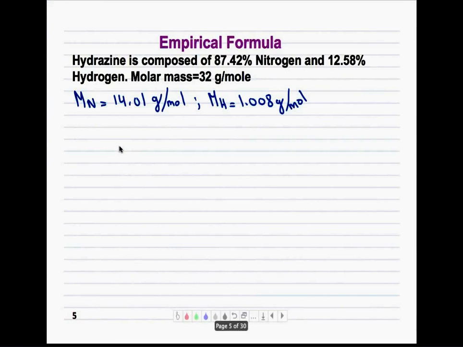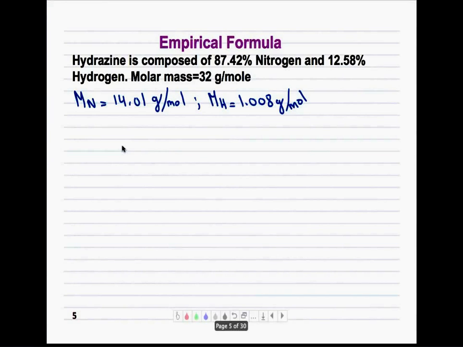First of all, we need to understand what 87.42% means. This result is telling me that you have 87.42 grams of nitrogen in 100 grams of that compound that I sent to the lab, okay? And it's telling me I have 12.58 grams of hydrogen in the 100 grams that I sent. So the way that we can figure out the empirical formula is by calculating from this mass the number of moles of hydrogen and the number of moles of nitrogen. Then we're going to go through steps to get to the empirical formula.